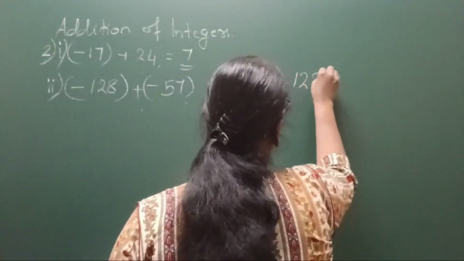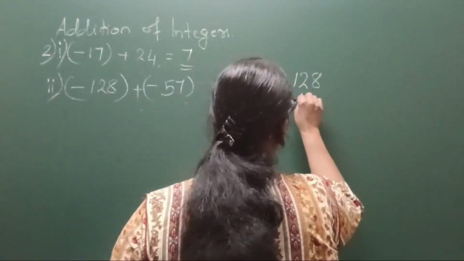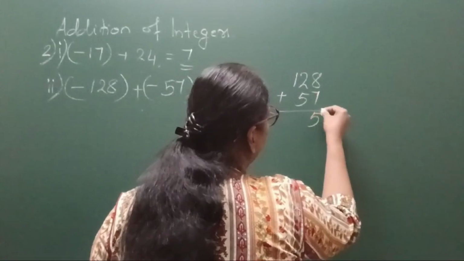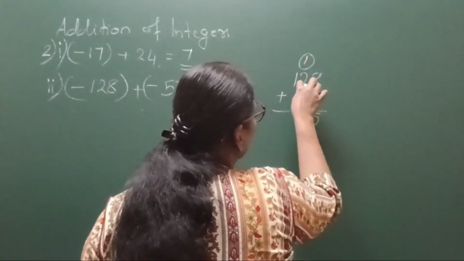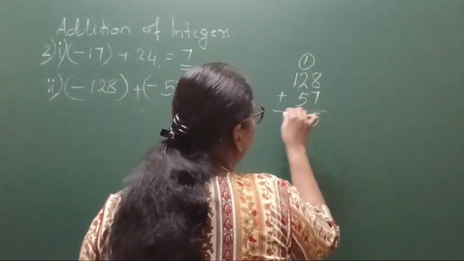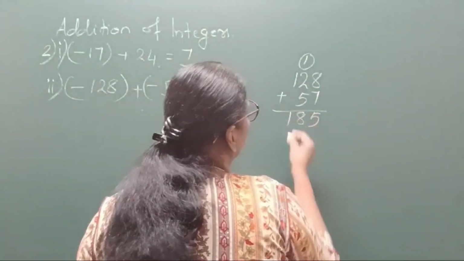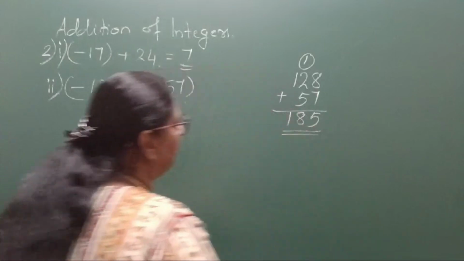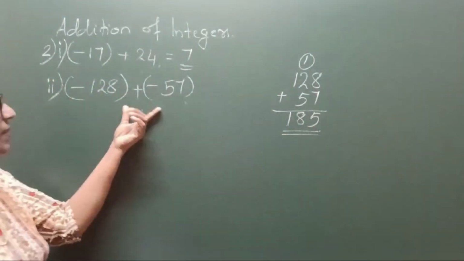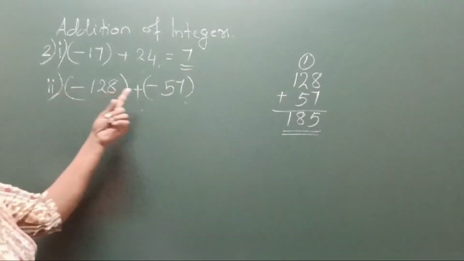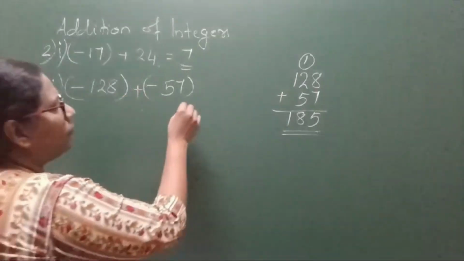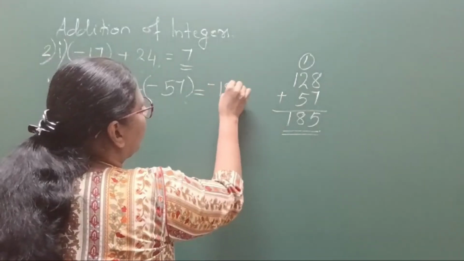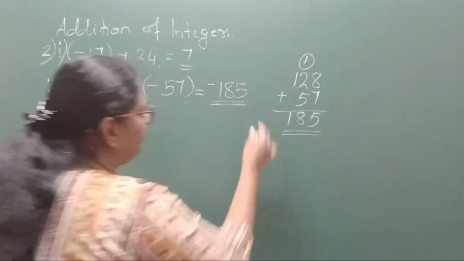128 plus 57. 8 plus 7 is equal to 15. 1 balance. 1 plus 2, 3 plus 5, 8. Then 1. Since there is nothing to add, just write 1. 185. Now you have to come and see the signs again. Both the integers are negative. So we have to give negative sign for this answer. That is minus 185.